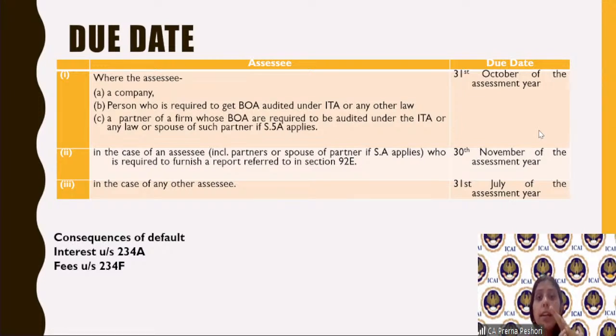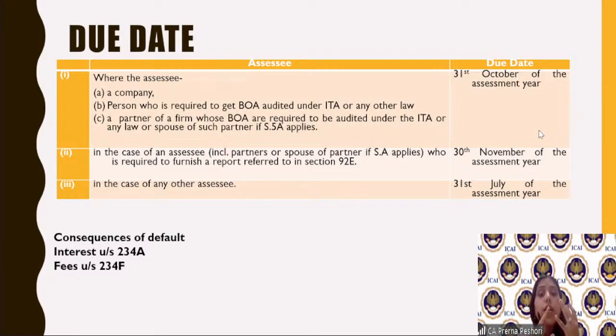For example, cooperative societies are required to get their accounts audited. Trusts are required to get their accounts audited. So a person whose accounts are required to be audited, not under say 44AB but even under any other law, or a partner of a firm whose books of accounts are required to be audited, then it is 31st October of the AY. Then the due date is 31st October. This year, all the due dates have been extended, but it is generally 31st October of the AY.